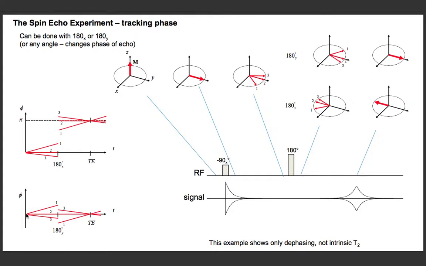If you look at how the phase of isochromat 1 accumulates, when we do the 180 across the y-axis, which is here, it flips. So 1 goes from positive, that looks like 20 degrees to me, down to a negative 20 degrees. And then it keeps accumulating up there. And 3 goes the opposite way.